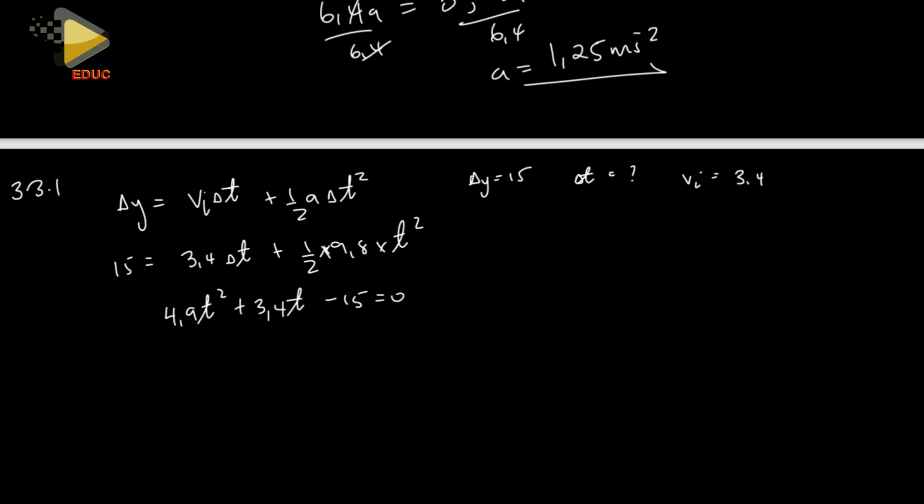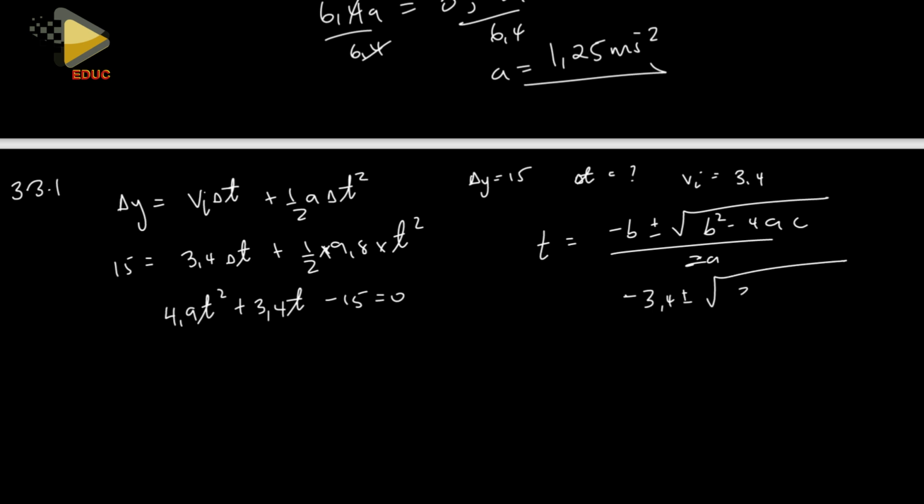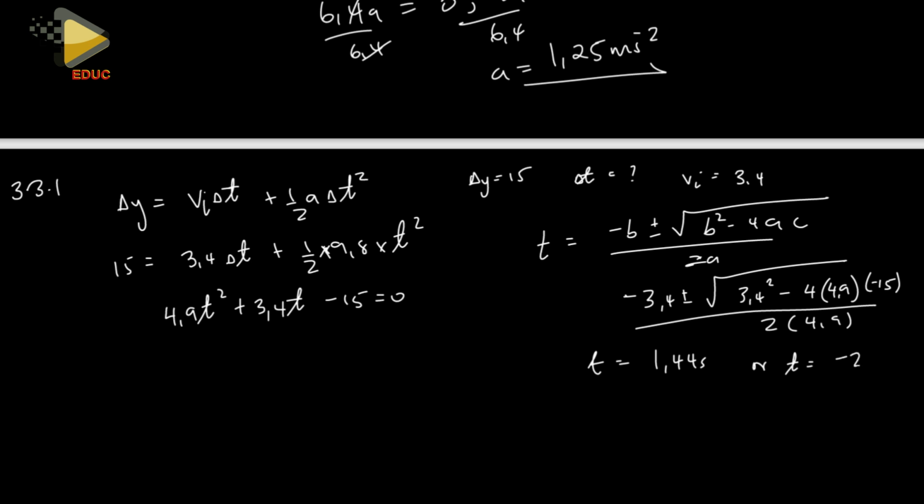Now, when I use my quadratic formula of negative b plus minus square root of b squared minus 4ac over 2a, that's going to be negative 3,4 plus minus square root of 3,4 squared minus 4, the a is 4,9, the c is negative 15. Divide this by 2 times 4,9. So the first answer I get is 1,44 seconds, and then the second answer I get is negative 2,13. But we know that time should never be negative. Therefore, the t is going to be 1,44 seconds.